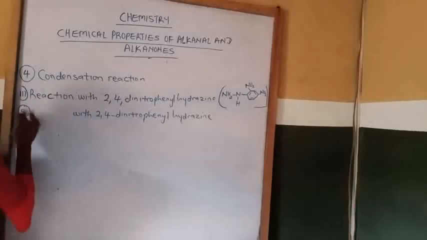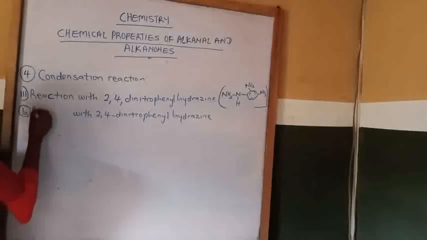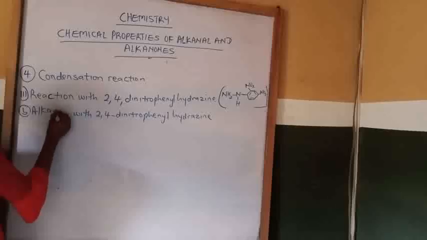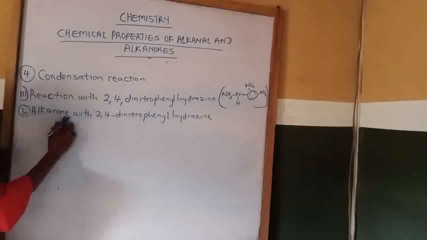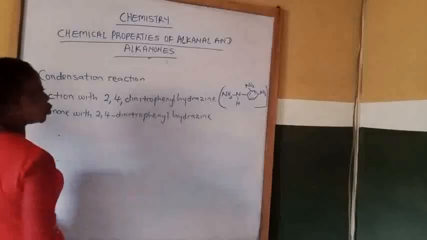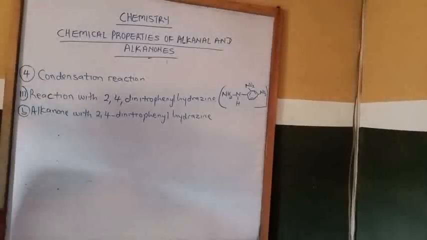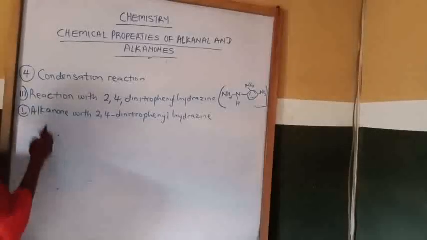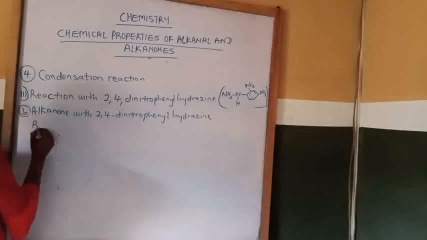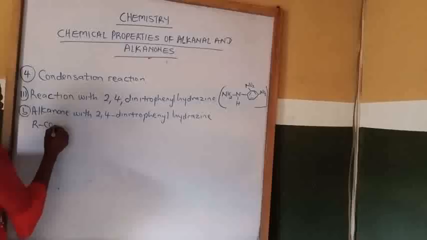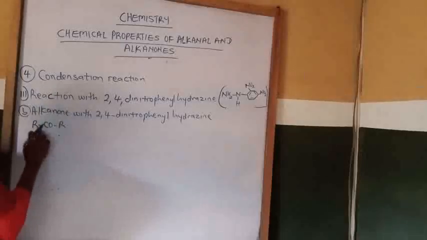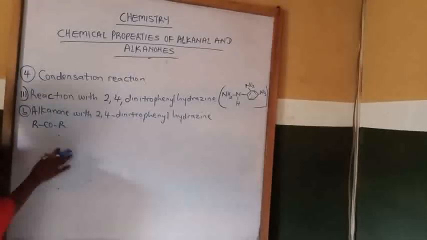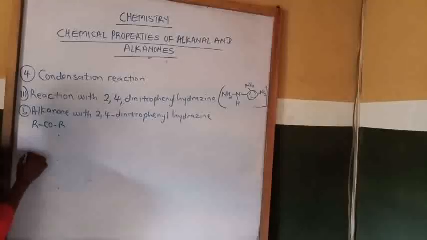Now B is alkanone. So the reaction between alkanone and 2,4-dinitrophenyl hydrazine. I'm going to use a named alkanone. The general formula for alkanone is RCOR. So I will replace the two R with known alkyl groups.